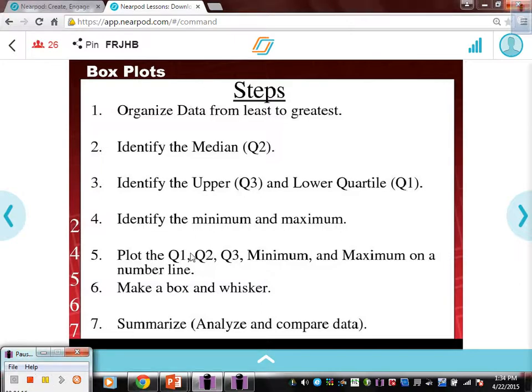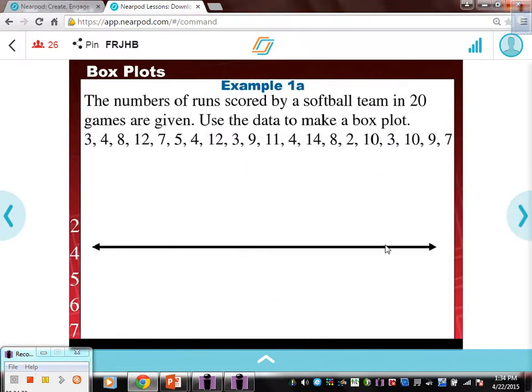So the process is fairly simple. We're going to go over a couple of them just to make sure we got this. So let me move forward. Example number 1A. Don't copy that, just pay attention. You'll copy the next one that I show you. I'm going to go over this one by myself, step by step. So example 1A says, the number of runs scored by a softball team in 20 games are given. Use the data to make a box plot.